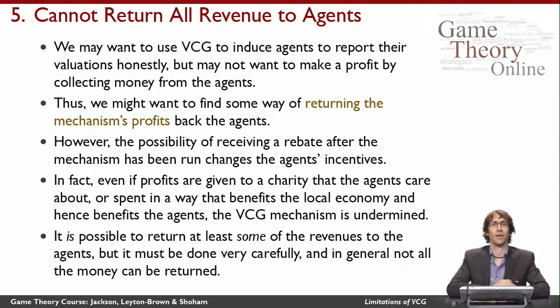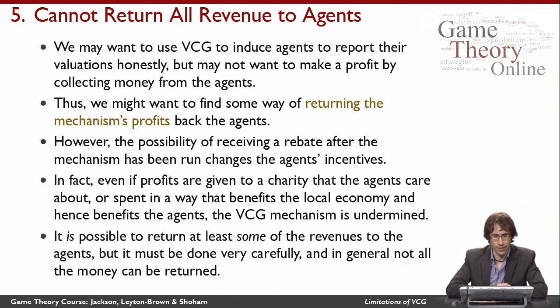Here's one last concern about VCG. Sometimes we might want to use the mechanism, as in the road building example, just as a way of making a social choice, not in order to actually collect money from the agents. And if this is the case, I might actually not really want to keep the money within the mechanism. Maybe even the mechanism is just a computer program. It's not even something that's able to hold on to the money. So I might like to rebate the money back to the agent somehow.